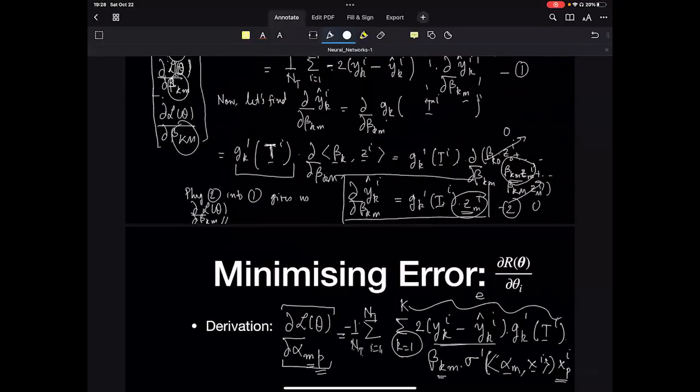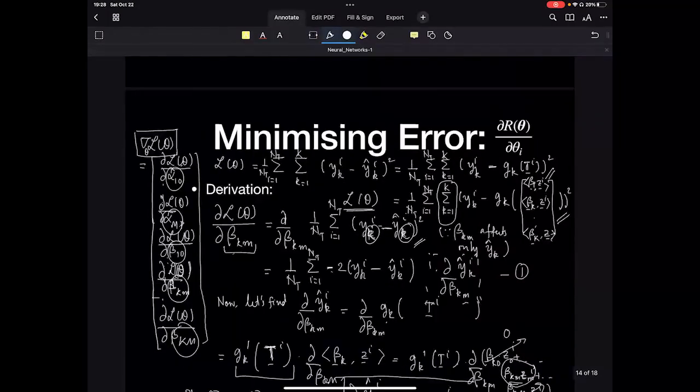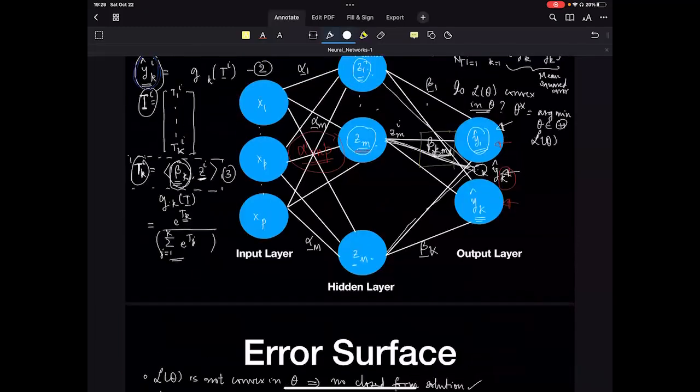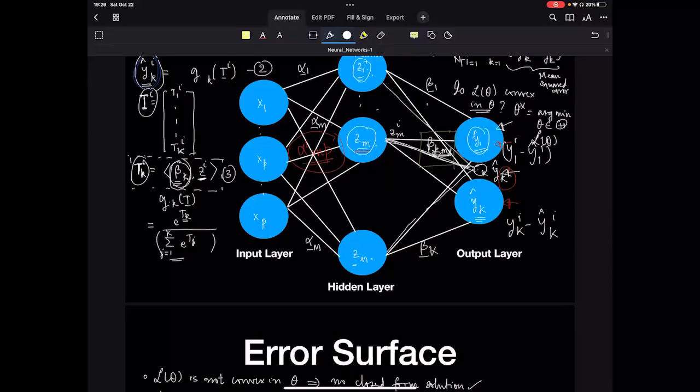So if I go back to my neural network, what I'm doing here is the following. So I'm computing, let me just write this out like this. So I have yki minus yk hat i. Similarly, I have y1i minus y1 i hat, and all of these, right?